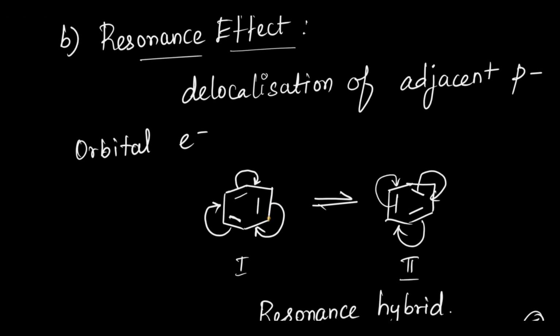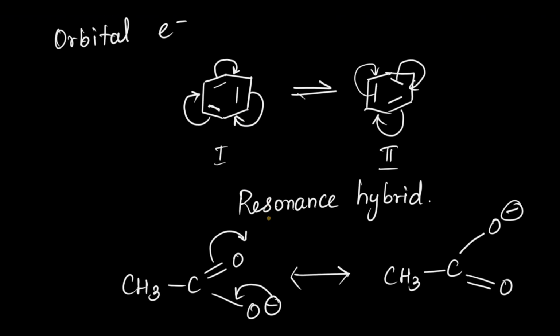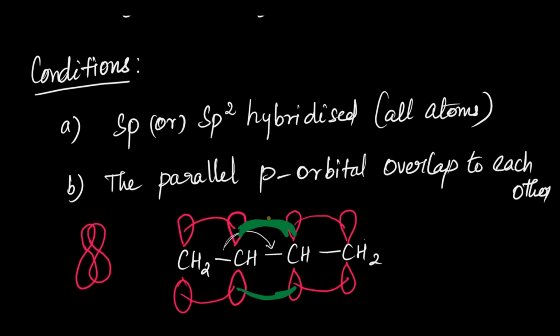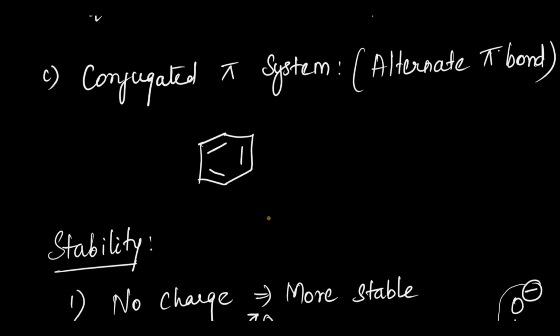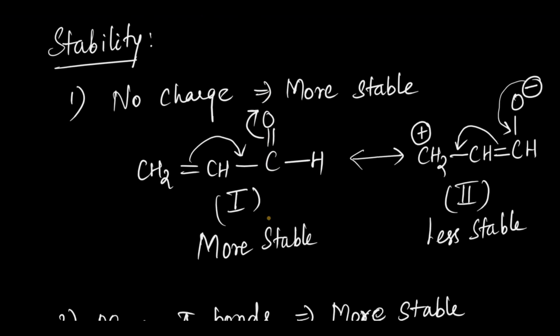Resonance effect, the second effect, is the delocalization of adjacent p orbital electrons. It should have conjugation; only then can it undergo delocalization. The conditions are that all the atoms should be sp or sp2 hybridized. There must be a conjugated double bond or alternate double bonds, which means parallel p orbitals overlap each other like this. The application is stability. It will give more stability if more resonance structures are there. And how can we find which one is more stable?